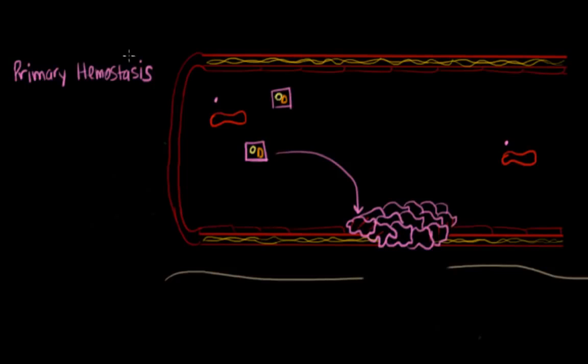And what we end up with is what we call a platelet plug. And this is the first step of stopping any bleeding. But this is still kind of weak, and we need to make this stronger. And that's where secondary hemostasis comes into play.